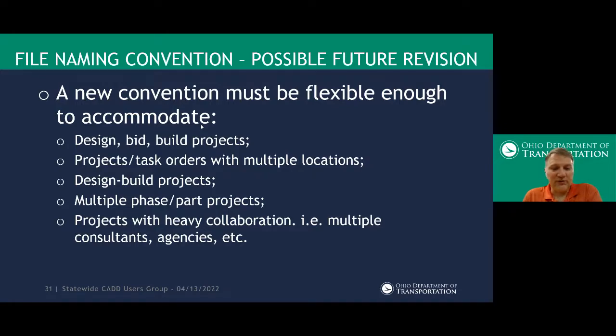Design build projects, you have a lot of buildable units that it would be nice to be able to better handle or manage which DGNs go with which buildable unit. Projects with multiple phases or parts, whatever you might call them, part 1, part 2, it might be nice to separate those out a little bit differently. And then really projects with heavy collaboration, multiple consultants, agencies, whatever the case might be. I mean, we've all done it to some extent. We've managed it different ways, on different projects.